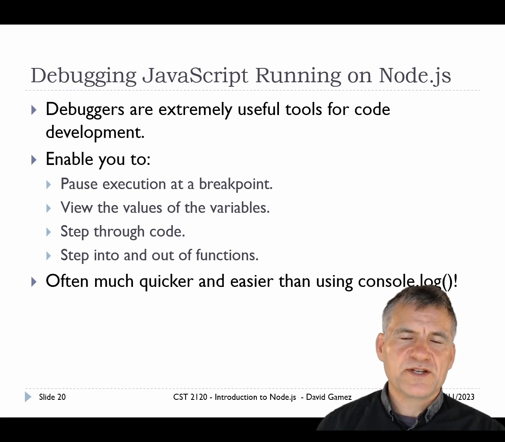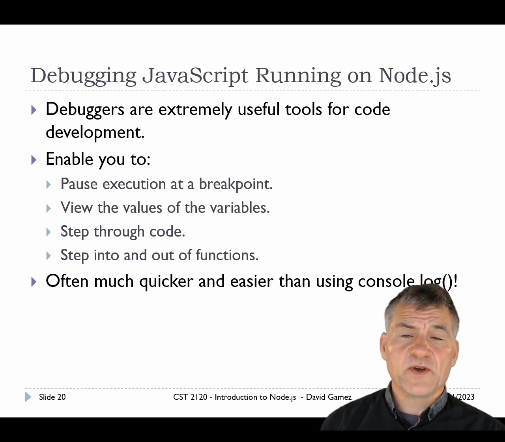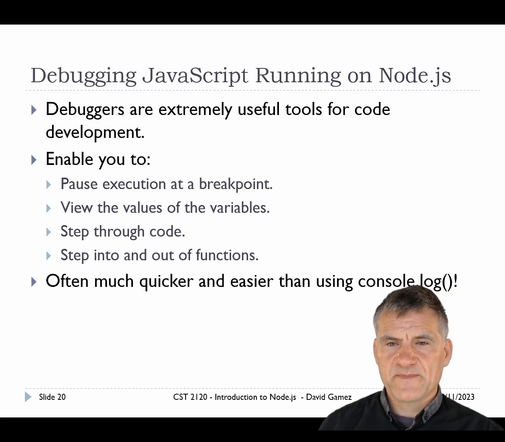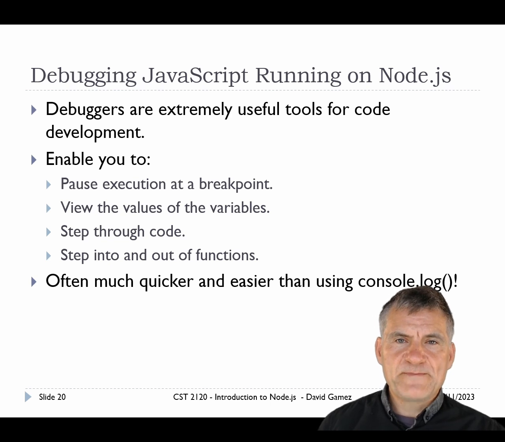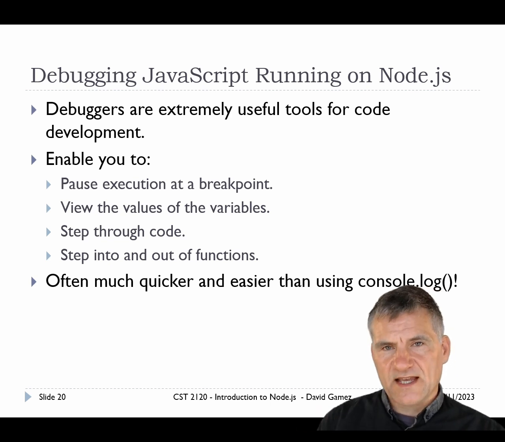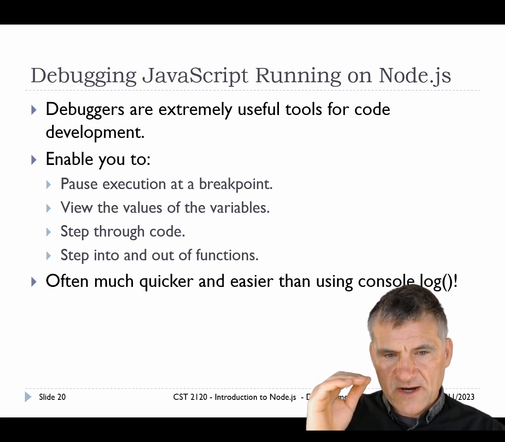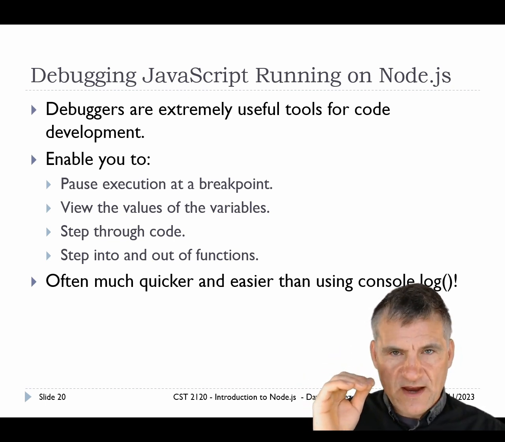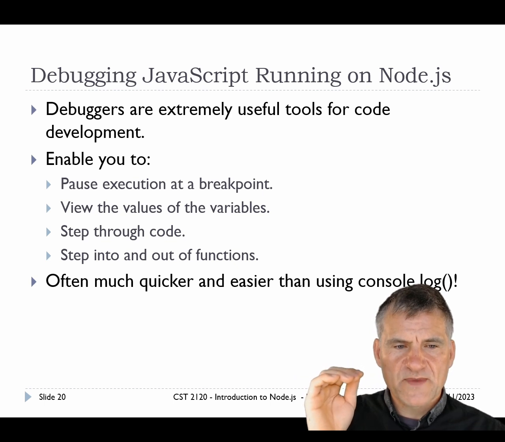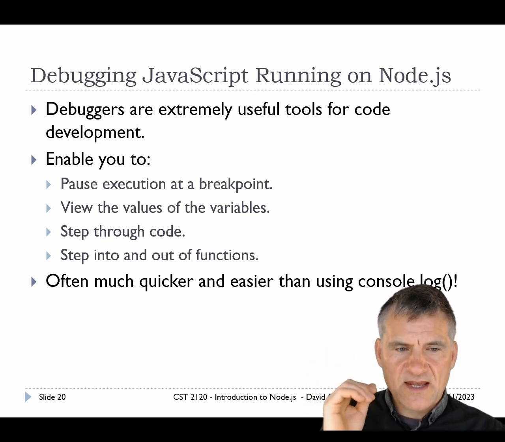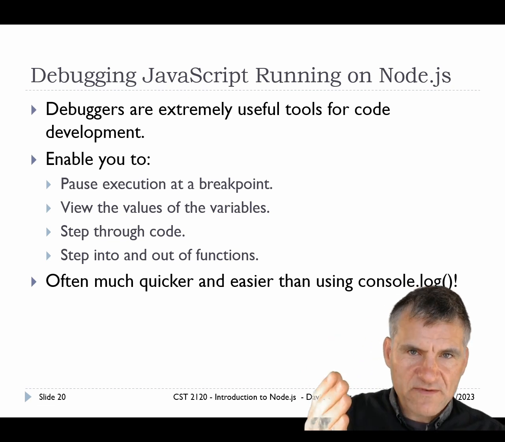And in that situation, using console log is often an inappropriate way to figure out what's going wrong with the code. It's usually much quicker to attach a debugger to the program that you're running, and that lets you pause at a certain breakpoint. You can then see the values of all the variables without using console log or anything similar. You can then step through the code line by line. You can go into a function, go out of a function.